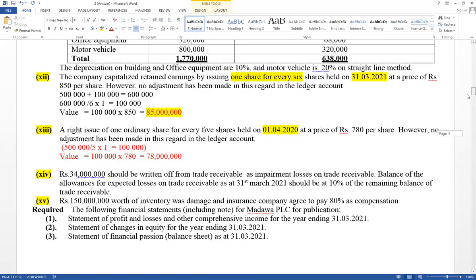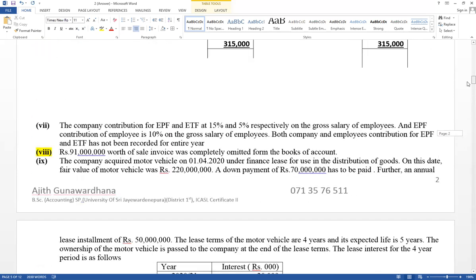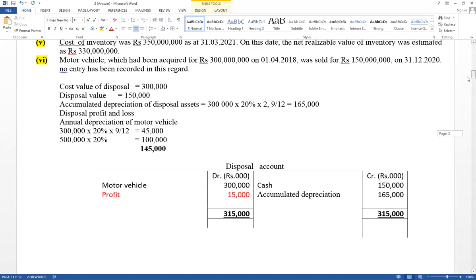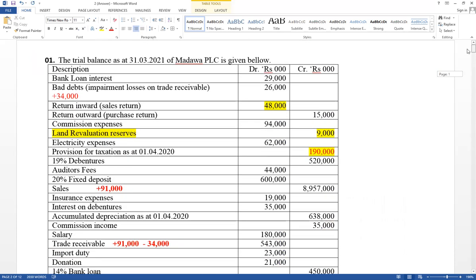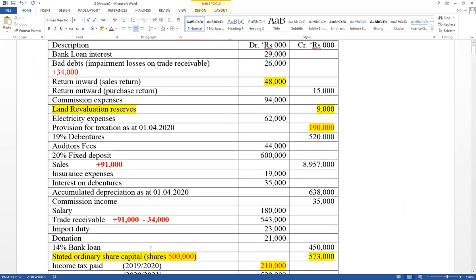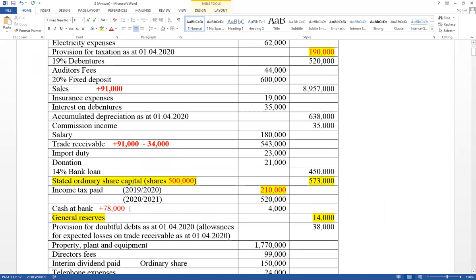Reason, it has given additional information. Those are not recorded yet. Therefore, if the disposal value is received in cash, cash also increases. Cash account debit; that value should be added to the cash available in the trial balance, 150,000. Cash account debit, disposal account credit. Those are not recorded yet. Right now, the disposal adjustment is also okay.